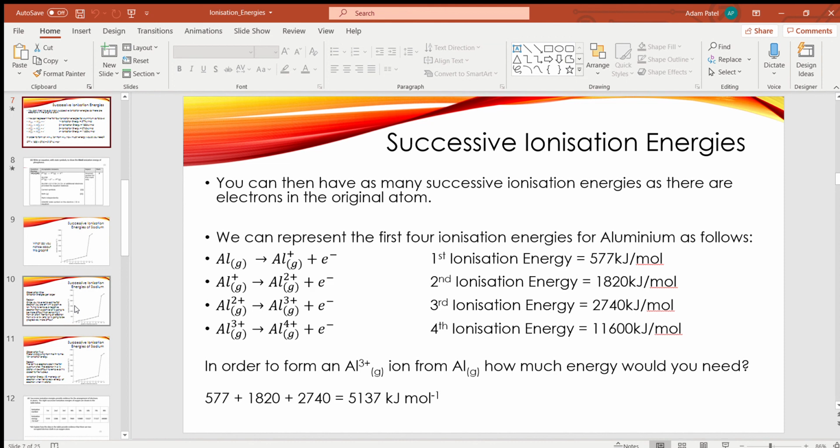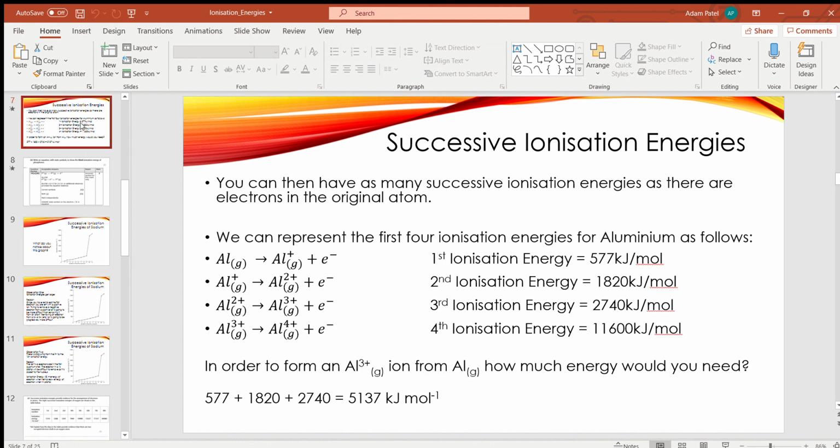As you can see, each successive ionization energy starts with the product from the previous reaction. So Al+ is a reactant in the second ionization energy, whereas it's the product in the first ionization energy. The same thing for Al2+, it is a reactant in the third ionization energy, but a product in the second. As you can see, the more ionization energies you do, the bigger that number gets.